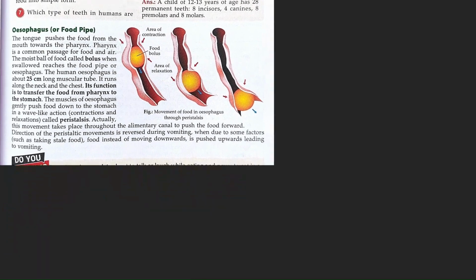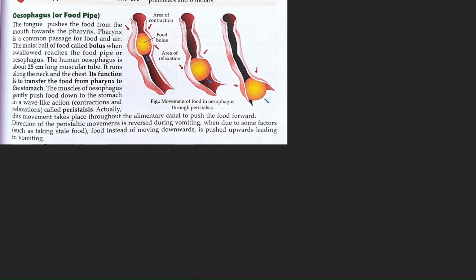Next is the esophagus or food pipe. The tongue pushes the food from the mouth towards the pharynx. Pharynx is a common passage of food and air. The moist ball of food called bolus, when swallowed, reaches the food pipe or esophagus. The human esophagus is about a 25 cm long muscular tube. It runs along the neck and the chest. Its function is to transfer the food from the pharynx to the stomach.